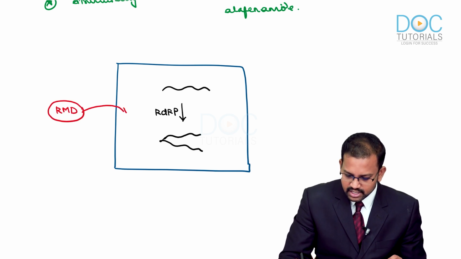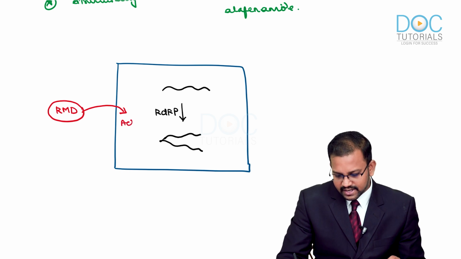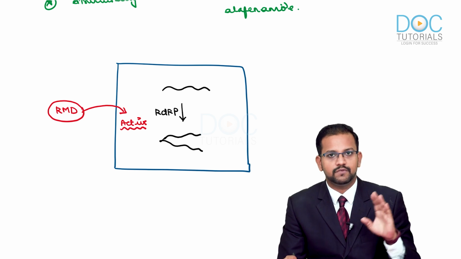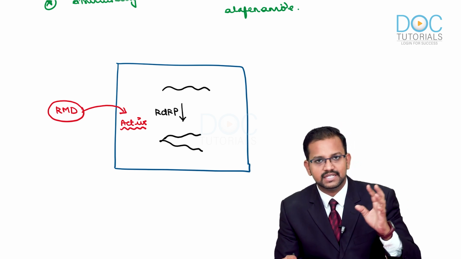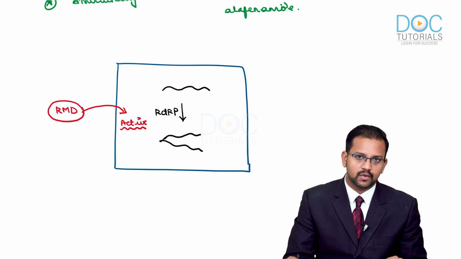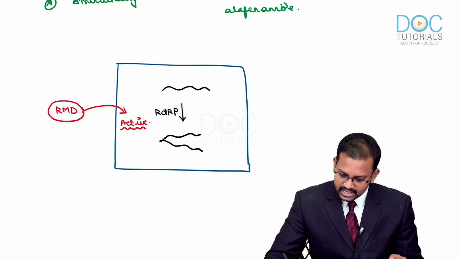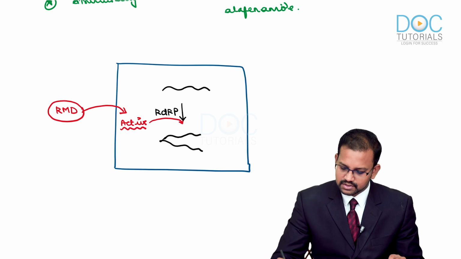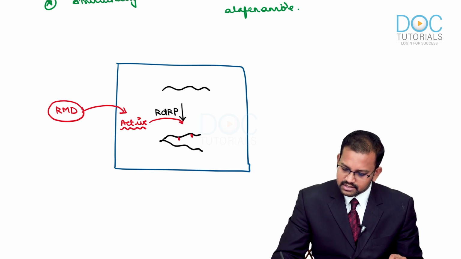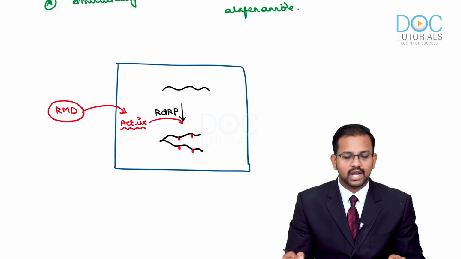Remdesivir tends to gain entry into the virus. Now inside the virus it gets converted to an active form. It is not converted to an active form outside the viruses. Only when it gains entry into the virus is it converted to the active form. And once it gets converted to the active form, it gets incorporated in this process. It gets incorporated in this nucleic acid process because it's a nucleotide analog.